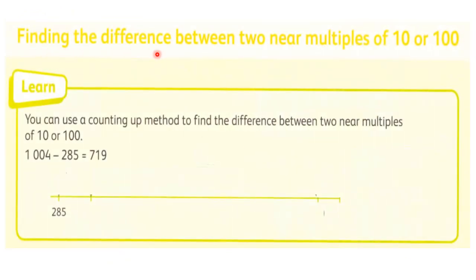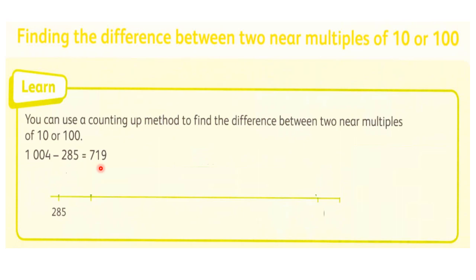Finding the difference between two near multiples of 10 or 100. You can use a counting up method to find the difference between two near multiples of 10 or 100. 1000 minus 285 is 719.